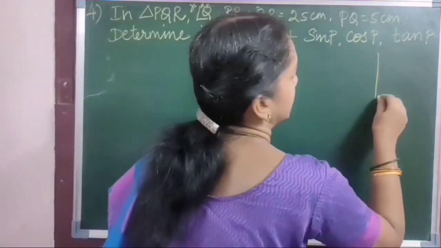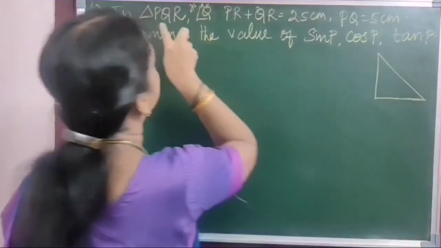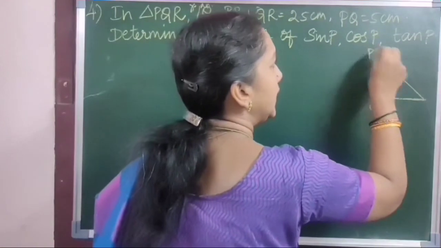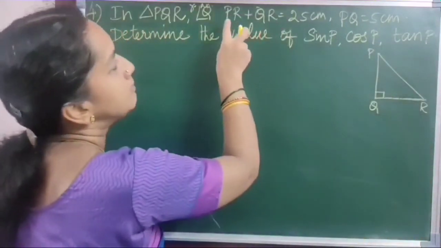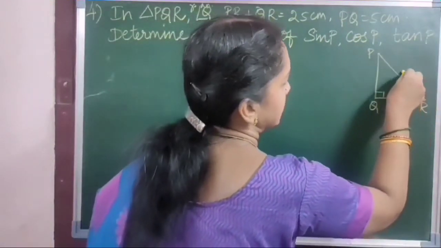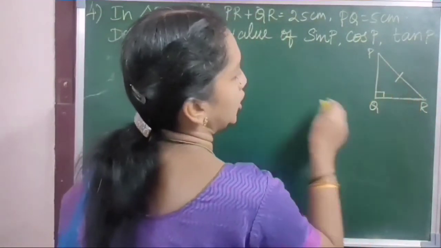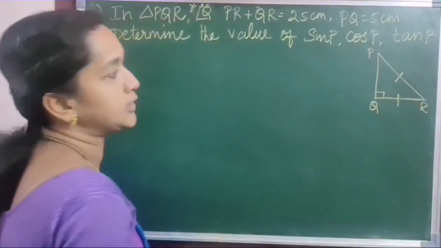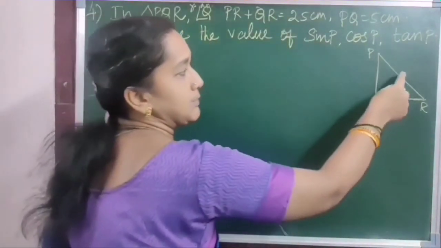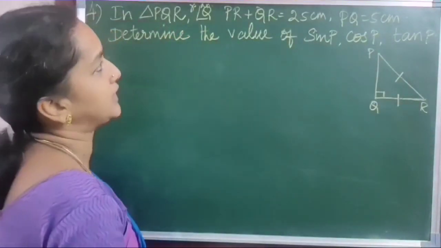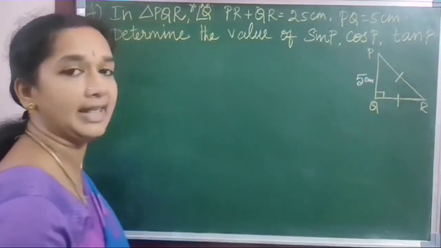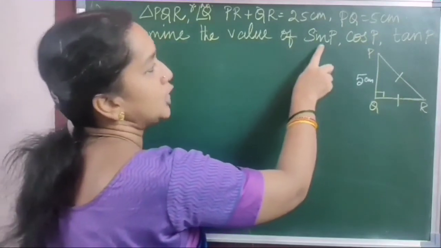See here. So you take a triangle PQR, right angled at Q. Then PR plus QR is equal to 25 centimeter. PR is this side, QR is this side. The sum of these two sides is given as 25 centimeter. And PQ is given as 5 centimeter. This is the length given. Determine the value of sin P.